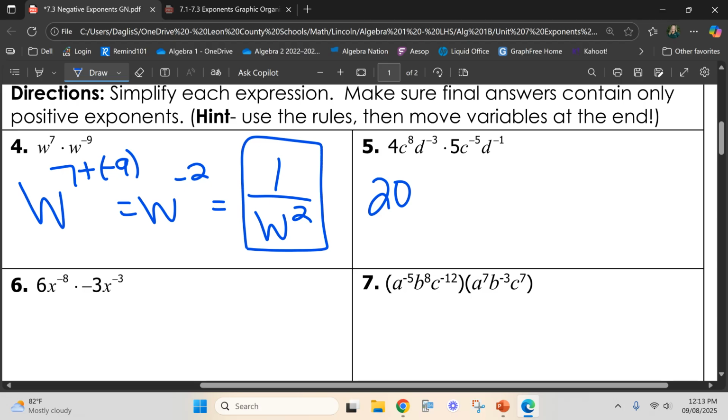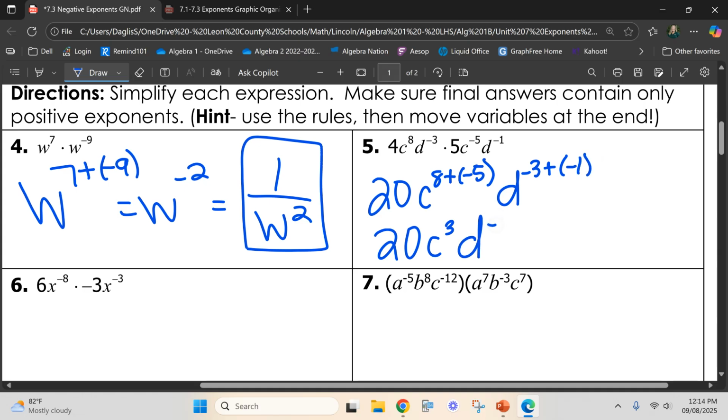All right, c^8 and c^-5. Those are exponents. I get to add them together. Okay? So 8 plus -5 gave me what? 3. All right, and then I have our d's. I have d^-3 times d^-1, which is -4. Good.